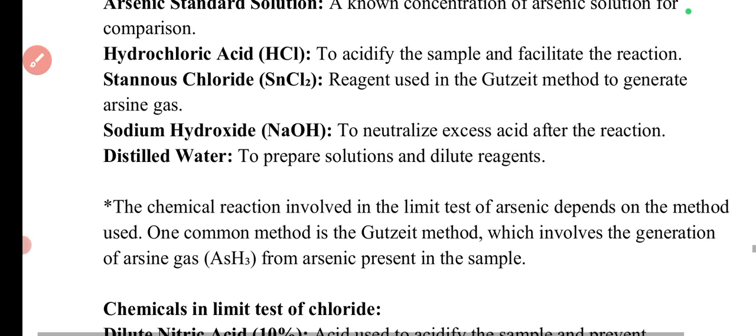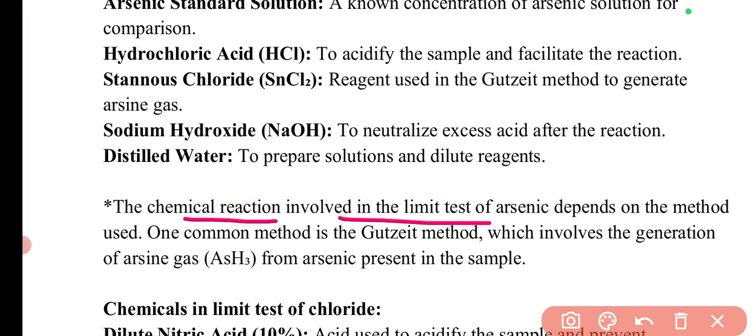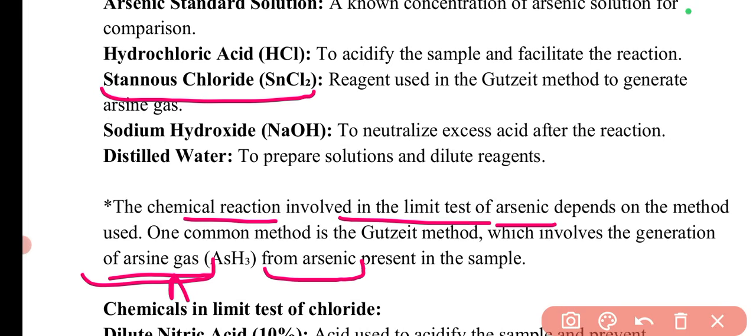Then I'll talk about the principle. In this, the chemical reaction involved in the limit test of arsenic depends on the generation of arsine gas. Stannous chloride reacts with the standard solution and hydrochloric acid, and it will generate arsine gas. With the generation of arsine gas we can quantify if arsenic is present in the sample, in what quantity, or if it is not present. So these are the important things that we can check in this particular test.